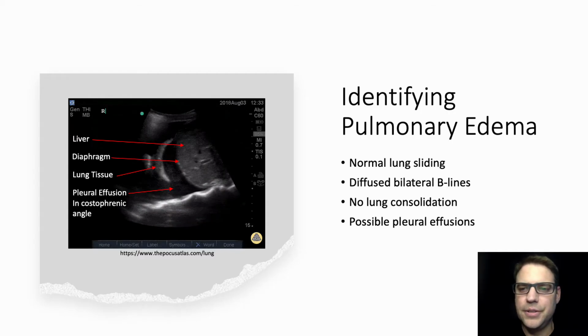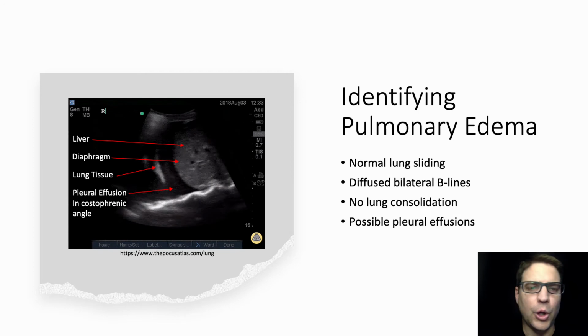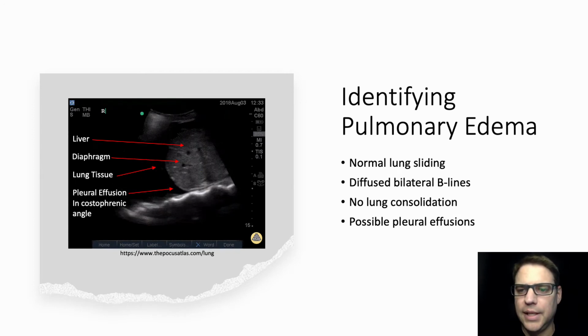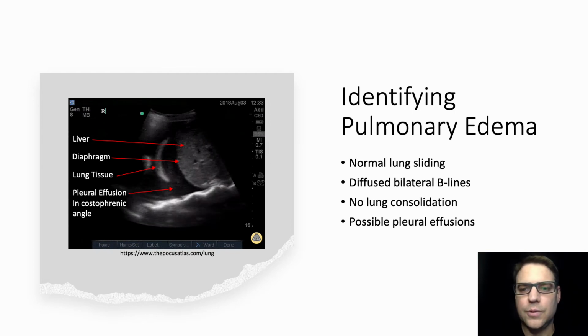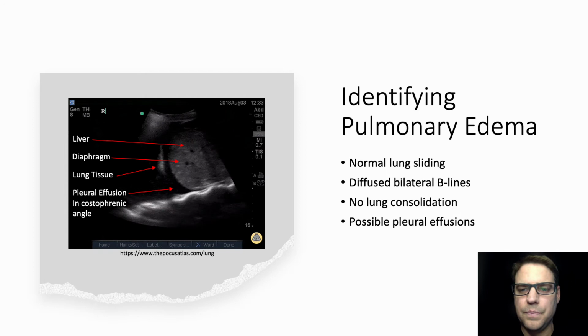Taken in concert with the patient's history and clinical presentation, pulmonary edema can be diagnosed with POCUS when the following findings are present: diffuse bilateral B lines, usually 3 or more B lines per intercostal space, and usually in more than one viewing zone bilaterally or in both hemithoraces. Normal lung sliding in the absence of a major pleural effusion, and no lung consolidation.